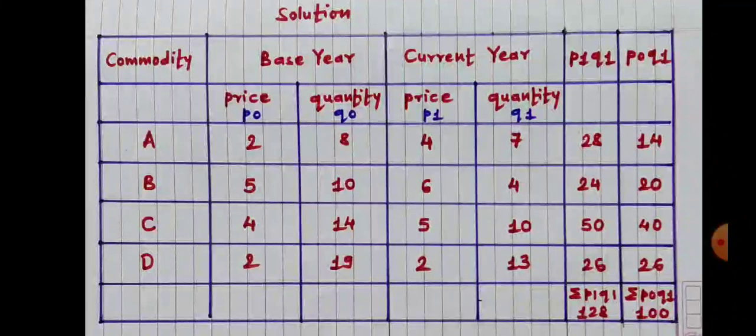After that we have to find out sigma P0 Q1. What is sigma P0 Q1 here? Summation of all P0 Q1. So 14 plus 20 plus 40 plus 26, we get here 100. So sigma P0 Q1 is equal to 100.